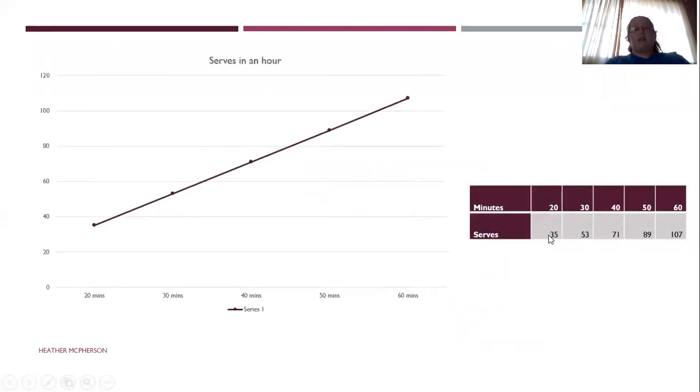So 20 minutes is going to equal 35 serves. 30 minutes will equal 53 serves. 40 minutes will equal 71 serves. 50 minutes will equal 89 serves. And 60 will equal 107 serves. I went up in increments of 10 minutes just to get to the hour. And so she serves about 18 serves for each. So between 20 minutes and 30 minutes, she'll add about 17, 18 serves.